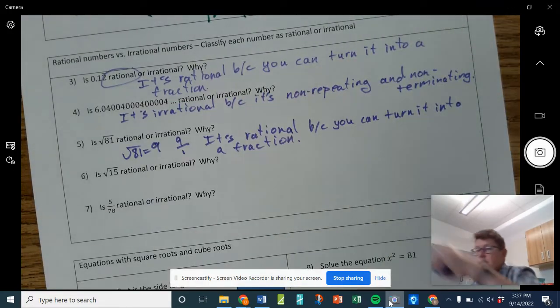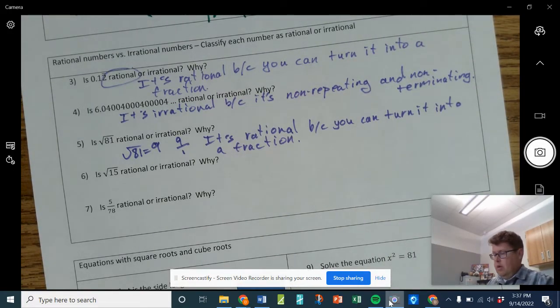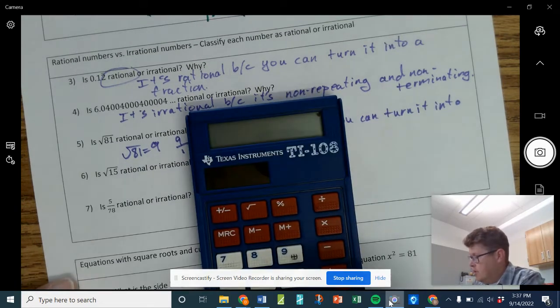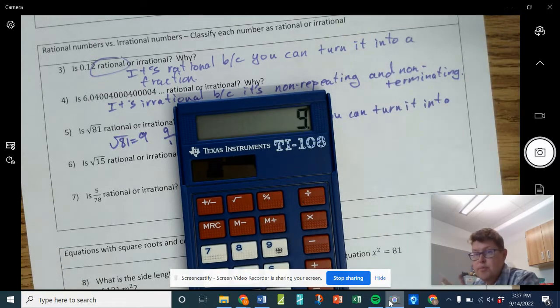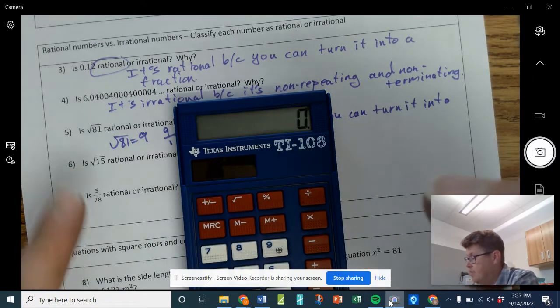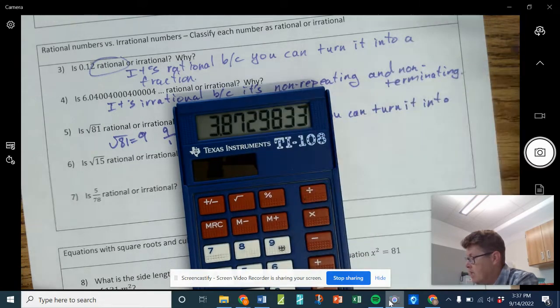Okay, square root of 15. I think it's easiest if we show this on a calculator. So yeah, let me show the first one, right? We got 81. Okay, we do the square root right there. Boom, it gives us 9. Boom, whole number. You can turn a whole number into a fraction. Now, square root of 15. You do the same thing.